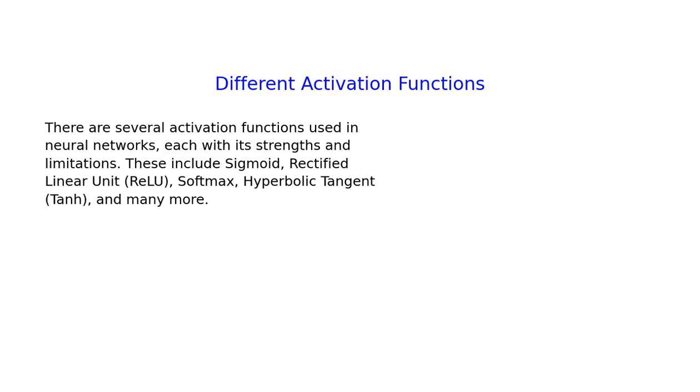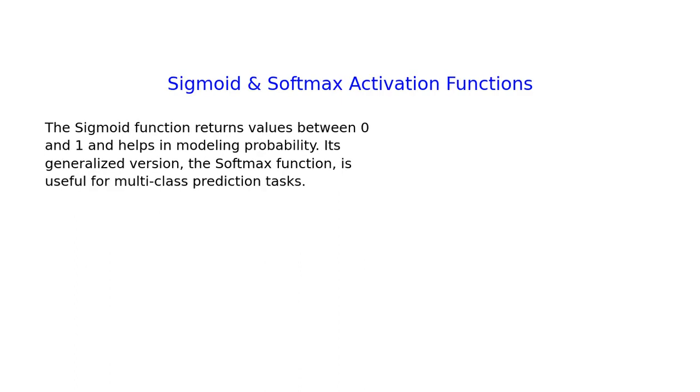There are several activation functions used in neural networks, each with its strengths and limitations. These include sigmoid, rectified linear unit (ReLU), softmax, hyperbolic tangent (tanh), and many more. The sigmoid function returns values between 0 and 1 and helps in modeling probability. Its generalized version, the softmax function, is useful for multi-class prediction tasks.